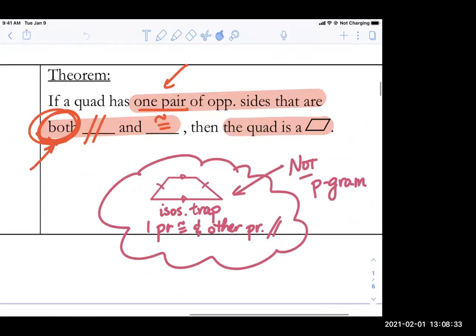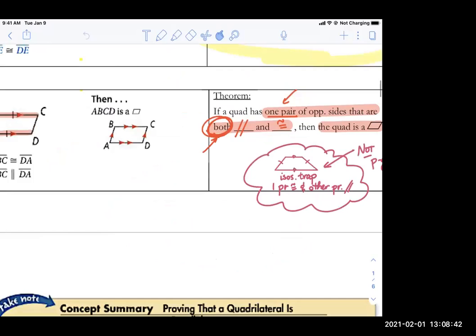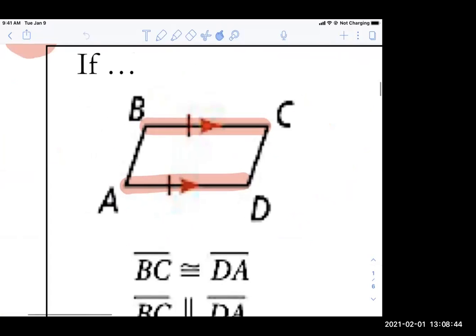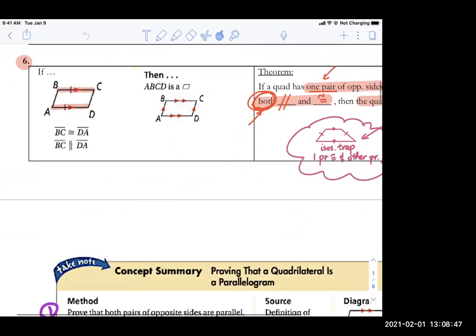Sorry, I forgot this one. And then the one that mixes parallel and congruent. But remember, it needs to be the same pair of sides, parallel and congruent. So it's got to be the same pair of sides, parallel and congruent.